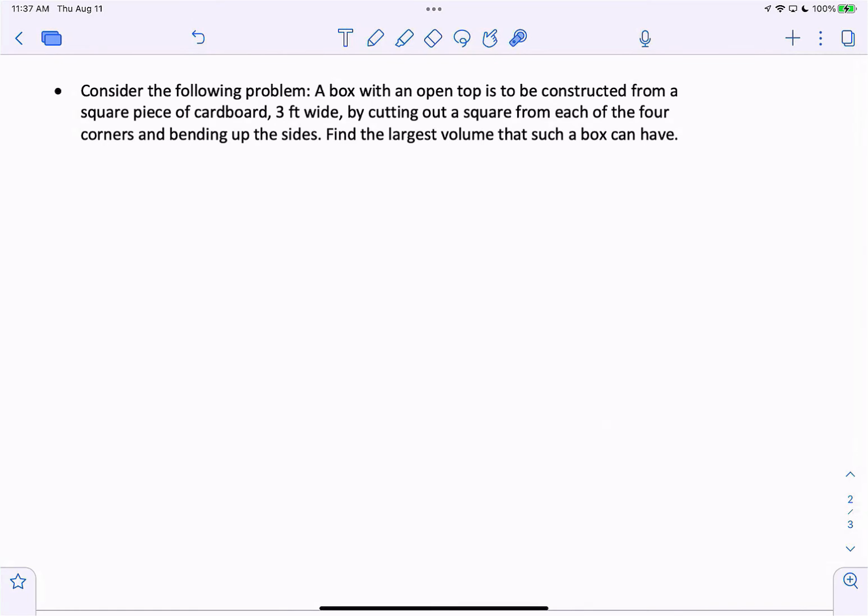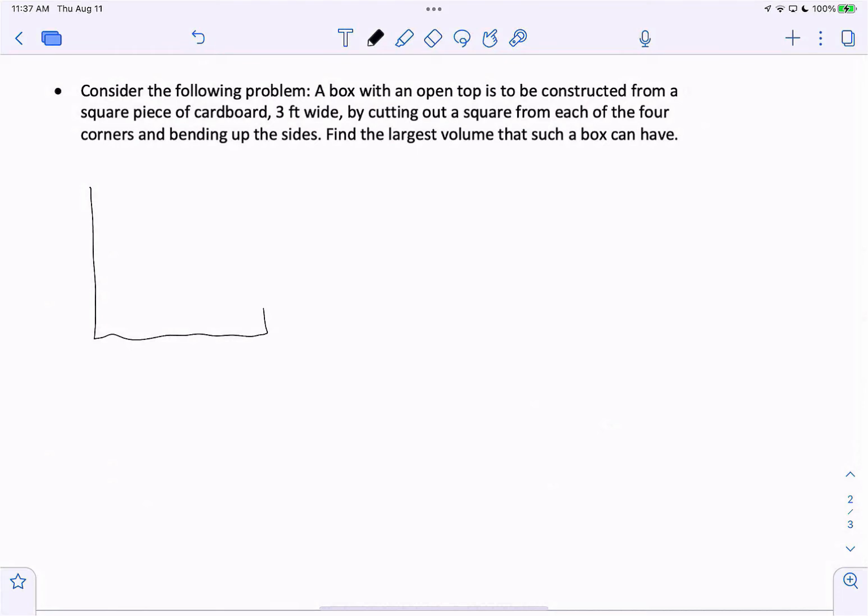Now we have a volume situation. Consider the following problem. A box with an open top, no lid, is to be constructed from a square piece of cardboard 3 feet wide by cutting out a square from each of 4 corners and bending up the sides. We want the largest volume for such a box. Let's make sure that we have the correct visual for this.